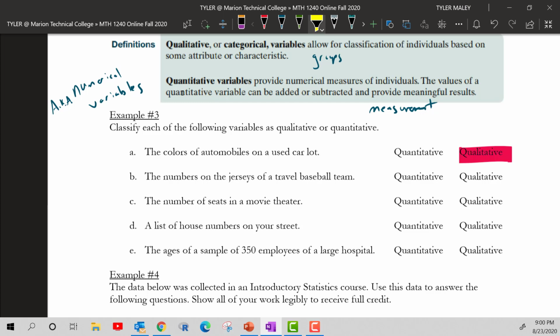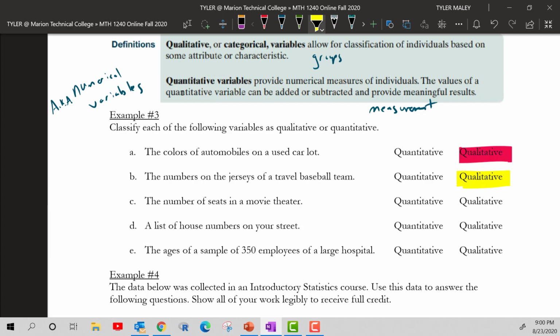The answer would be no, right? If I just add jersey numbers together, that's kind of silly. If you really think about it, the jersey number is essentially a number that identifies who the player is. So this would be qualitative. It's putting people into groups, if you will.